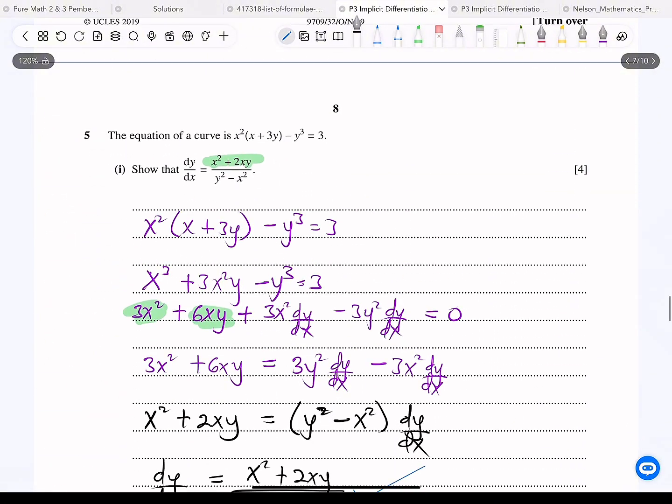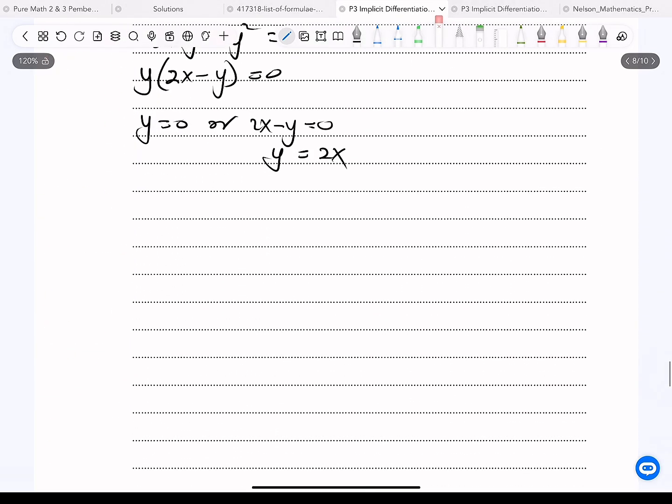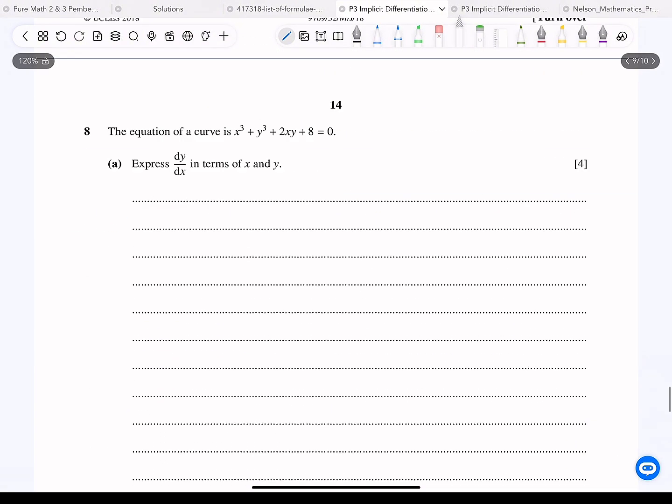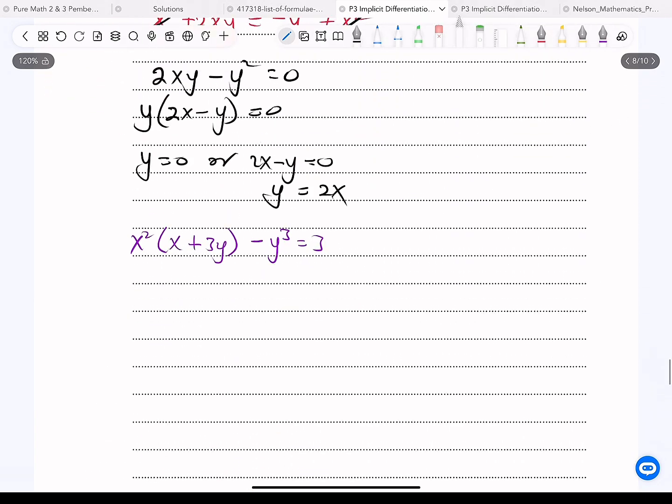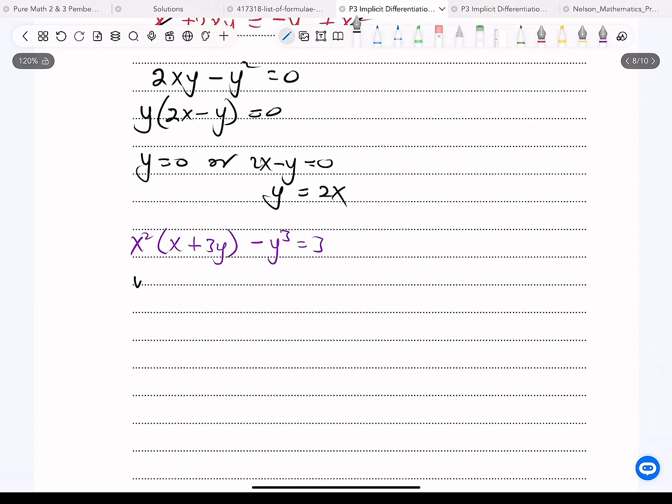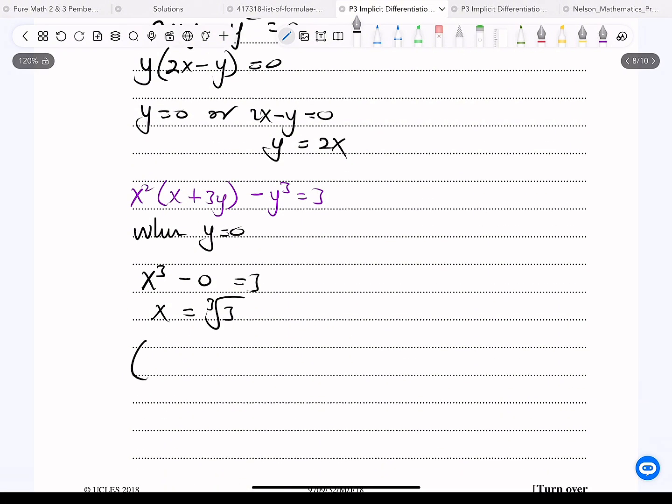So let's go and copy the main equation. So the main equation is this. So we copy that and then we come right here and we paste it. Okay, so this is what we have. Do we have more space down there? Nope. So we have to manage it. Okay, so we start with when y equal to 0. We are going to have x cubed minus 0 is equal to 3. So x is the cubic root of 3. So we have the point cubic root of 3, comma 0.